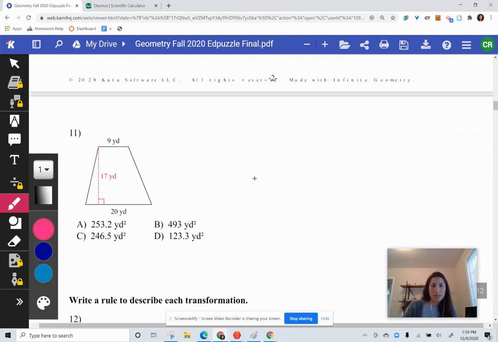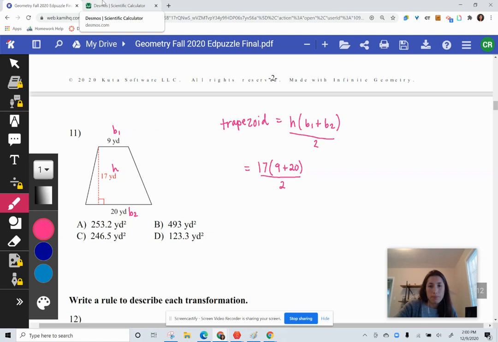And one more area formula. This is our trapezoid. Remember, a trapezoid is the height multiplied by the sum of the bases, all divided by 2. In our diagram here, this could be our base 1 and base 2. Those can be switched around, it doesn't matter. And then here's our height. So our area is going to equal the height, 17, times our bases, 9 plus 20, all divided by 2. So we've got 17, 9 plus 20, all divided by 2. Let's see how that looks in the calculator.